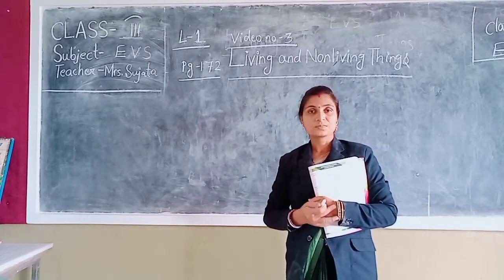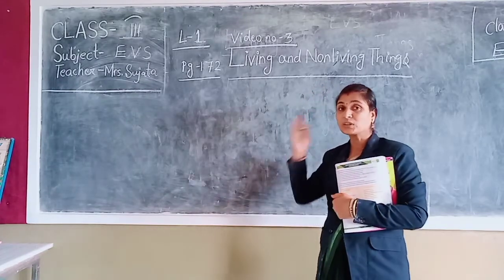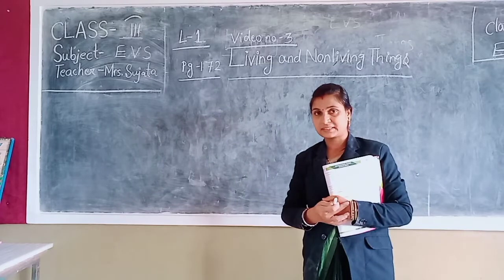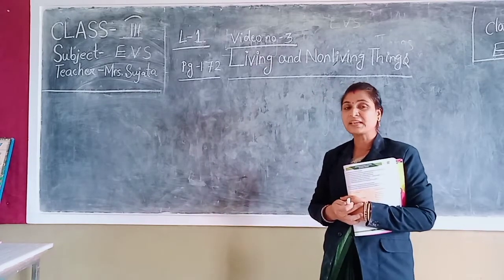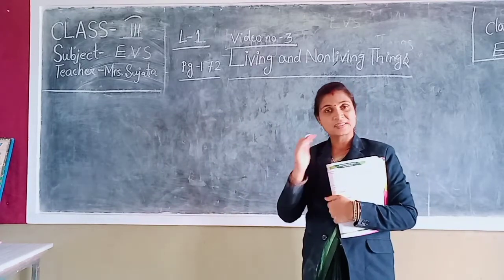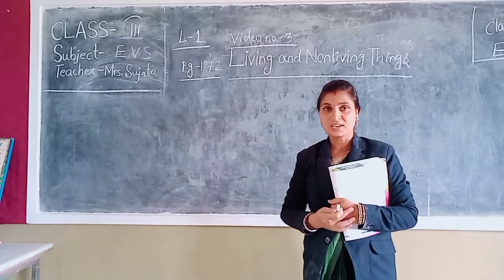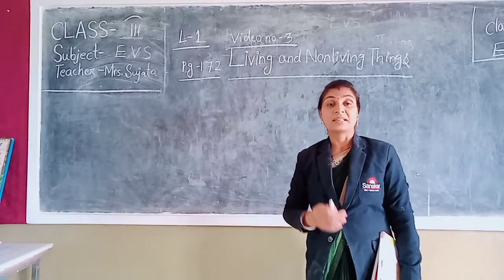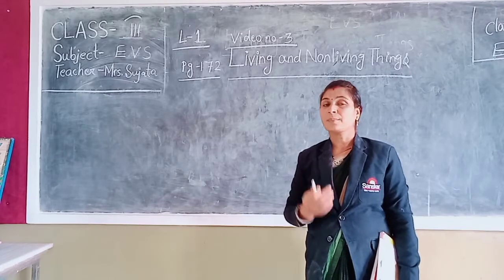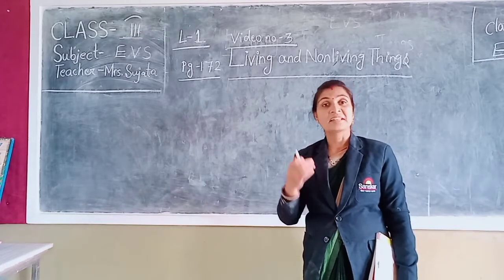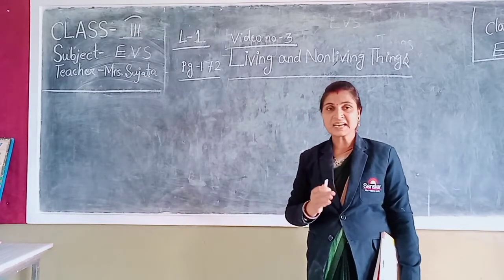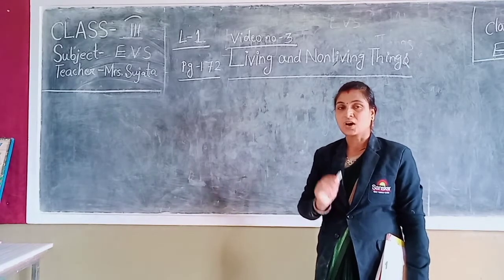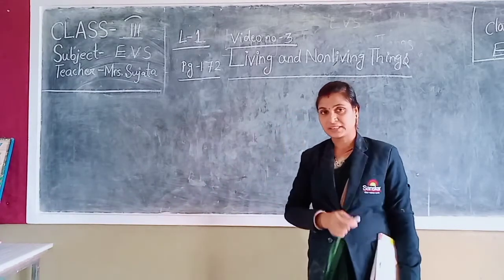So, what are the common features of both the living and non-living things? The common features of both the living and non-living things are: they have shape, they have size, they have weight, they are made up of matter, and they occupy space. These are the 5 common features of the living and non-living things.